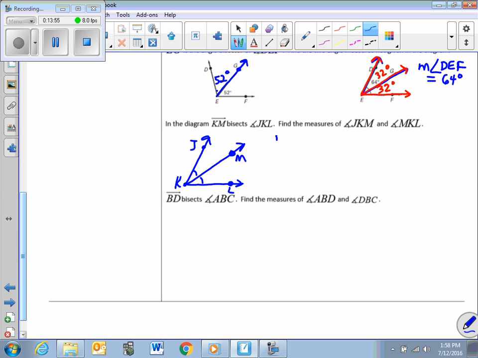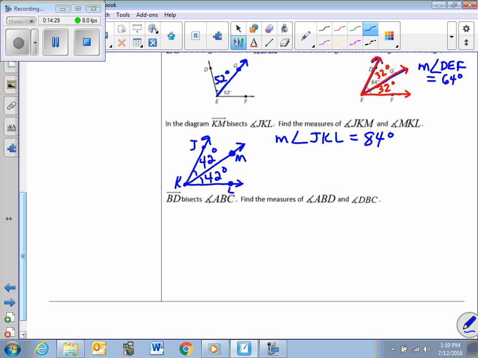Let's say that the measure of angle JKL equals 84 degrees. So find the measures of JKM and MKL. Well, obviously those measures would have to be half of 84. So they would be 42 degrees each. All right, now let's look at angle ABC here.